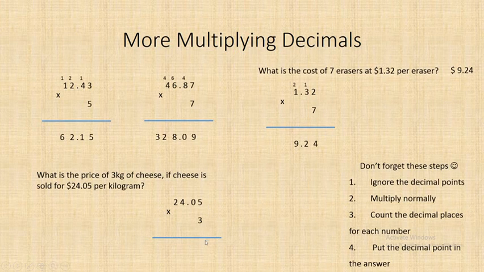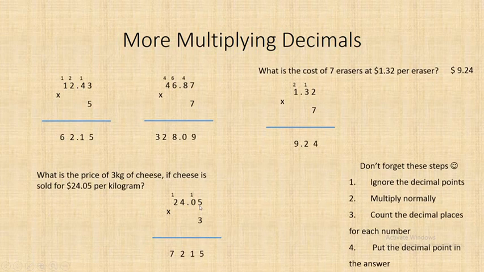5 times 3 equals exactly 15. 5 and carry up 1. 0 times 3 equals 0, plus 1 equals 1. After that, 4 times 3 equals 12. So it's 2 and carry up 1. And then 2 times 3 equals 6, plus 1 equals 7.